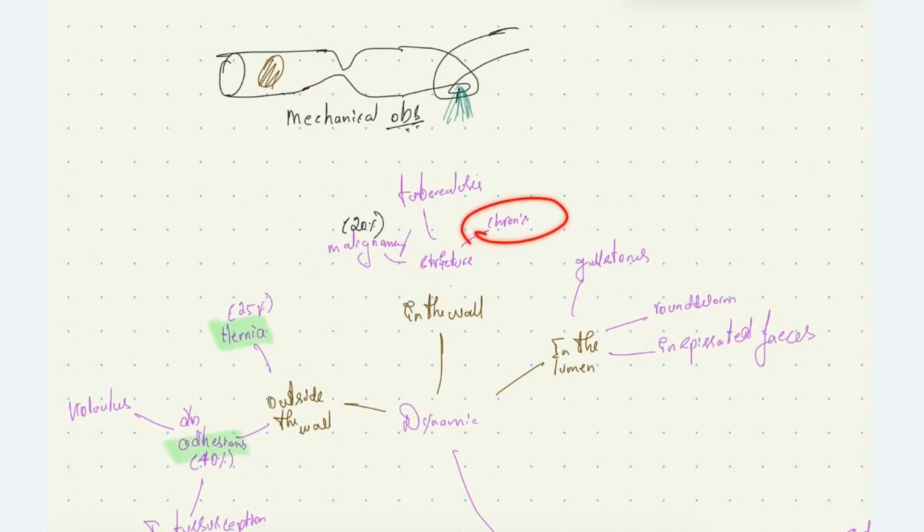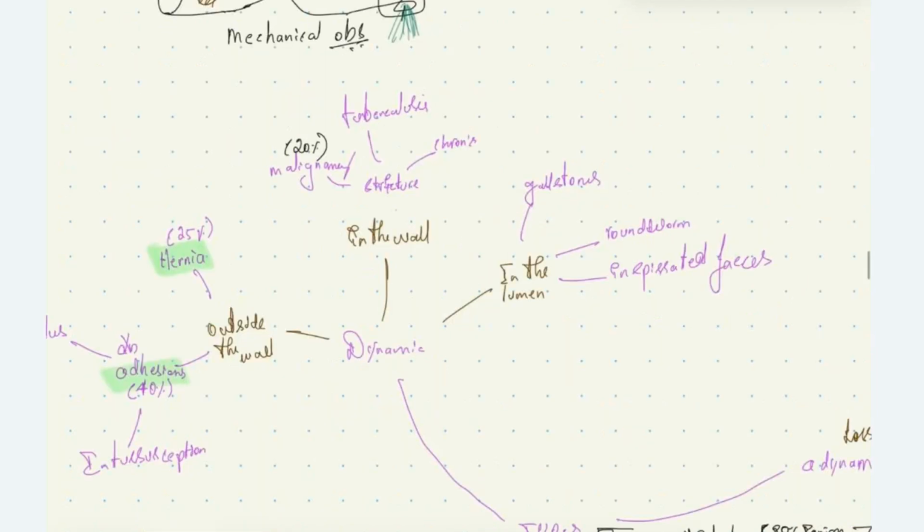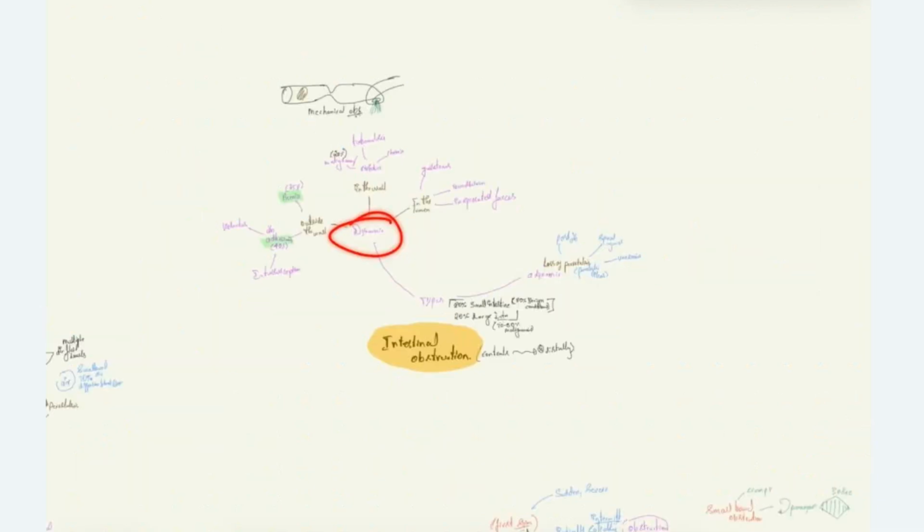The causes in the lumen mean there is mechanical obstruction inside the lumen. Something is coming and blocking the flow of intestinal contents. This can be gallstones, secondary to formation of a choledochoduodenal fistula, or roundworms inside the intestine obstructing the flow, or inspissated dry hard feces. These are the causes for dynamic obstruction and adynamic obstruction.